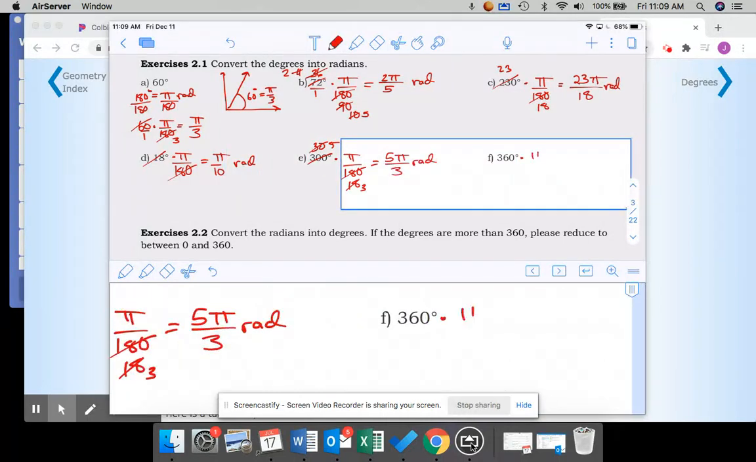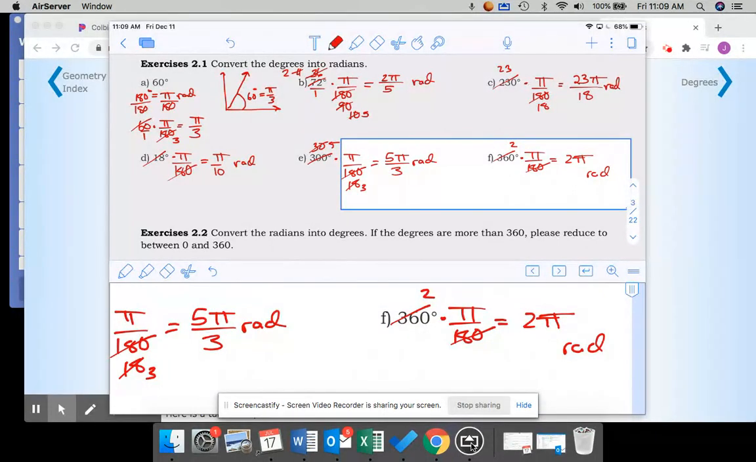And last but not least, pi over 180. That just divides out to 2. And in this last one, recall that a full circle is 360. And so once again, with the conversion factor, we see that a full circle is also 2 pi.